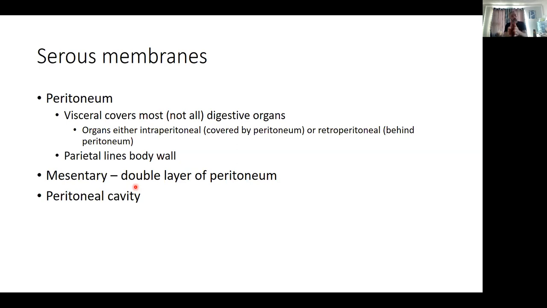They can move forward to these organs through these mesenteries. The other thing, of course, is that, like with the pleurae or the pericardium, there's a fluid-filled cavity between the visceral and parietal layers, and that's the peritoneal cavity. And it does the same thing it does anywhere else.